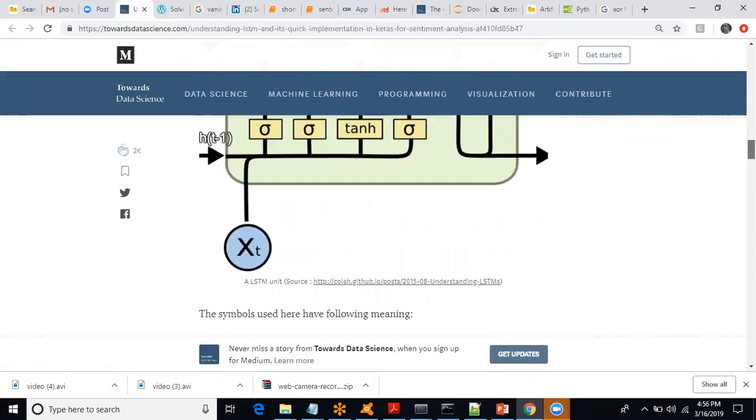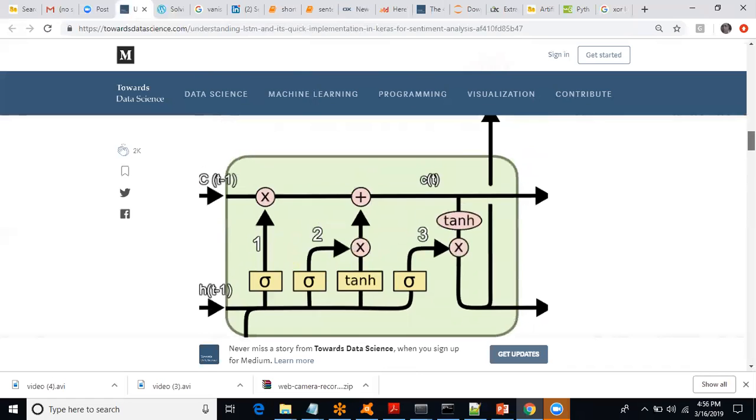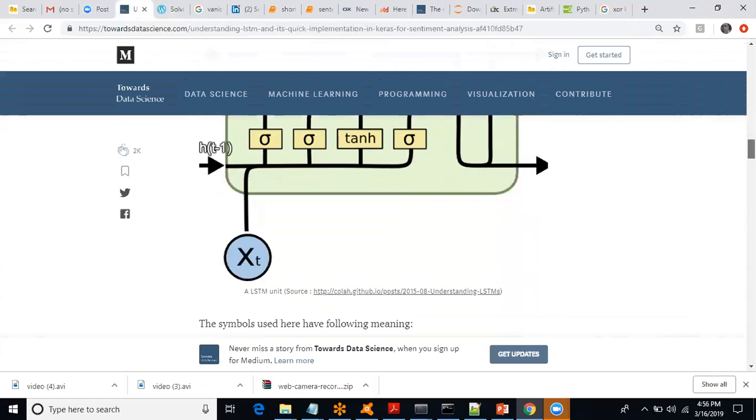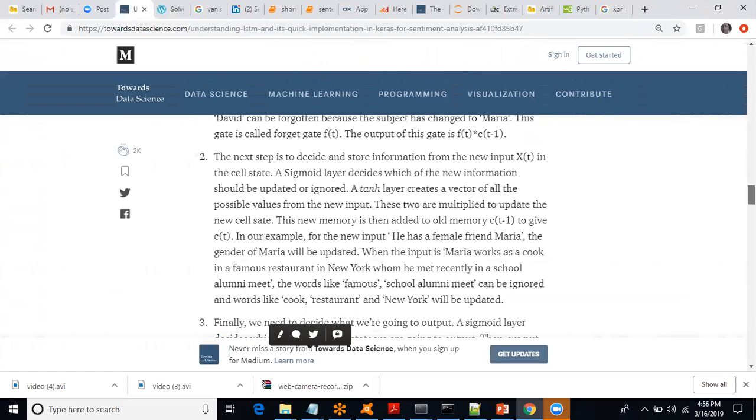So that's why in this diagram it works like this. Sigmoid is working for getting the correct information, and tanh is used on all the valid information to get the output. And C t is where we are adding all this valid information into the memory. The confusion actually, I will explain.